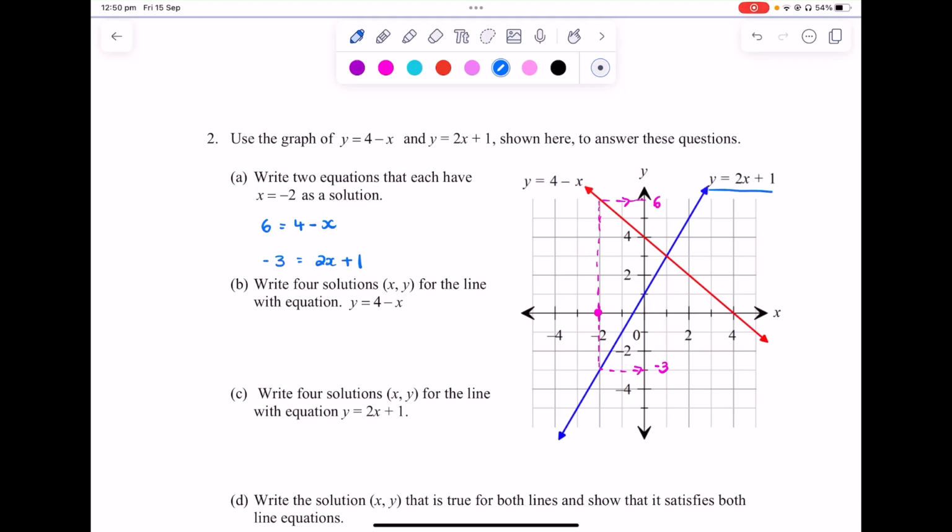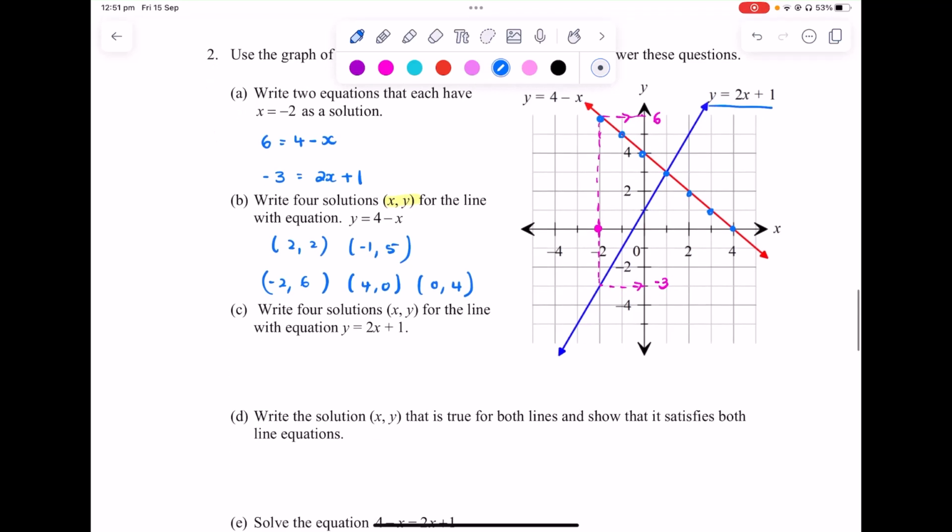Write 4 solutions in the form (x, y) for the line with equation y equals 4 minus x. Well, 4 solutions, the line 4 minus x. That means I could just write off any points that are on this line. So some possible solutions could be the point (2, 2), (-1, 5), (-2, 6), (4, 0), (0, 4).